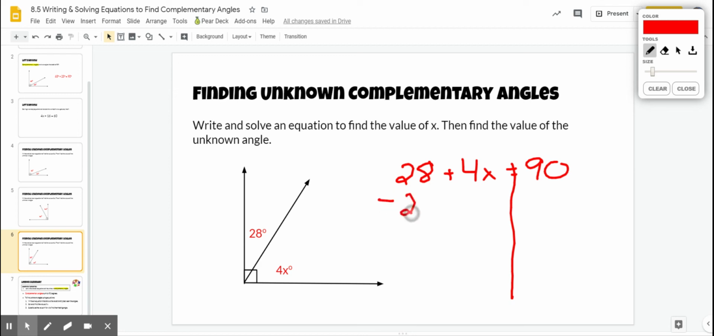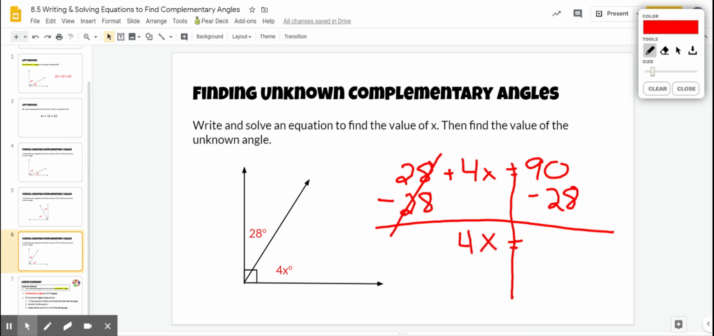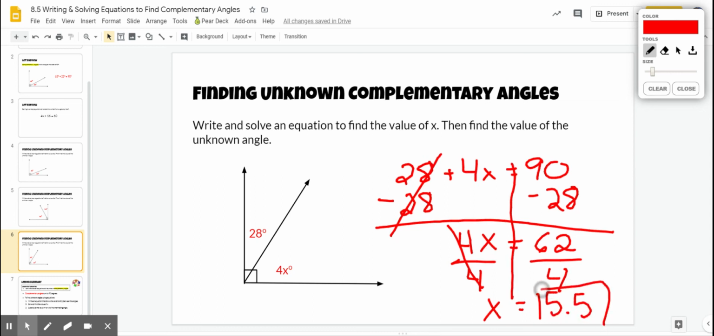So the first thing you should have done is subtract 28 from both sides, because negative 28 is the inverse of positive 28. The 28's cancel, and we are left with a 4x on this side. And when I do 98 minus 28, that leaves me with 62 on this side. Final step is to divide by 4 on both sides. Our 4's cancel, and we get x is equal to 15.5. You should have had those steps, and your answer is 15.5.